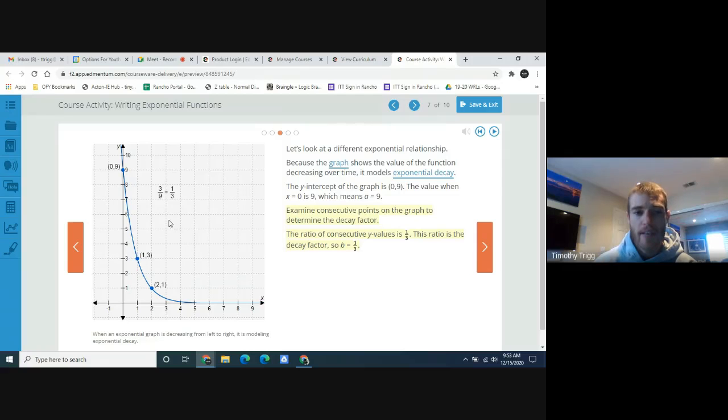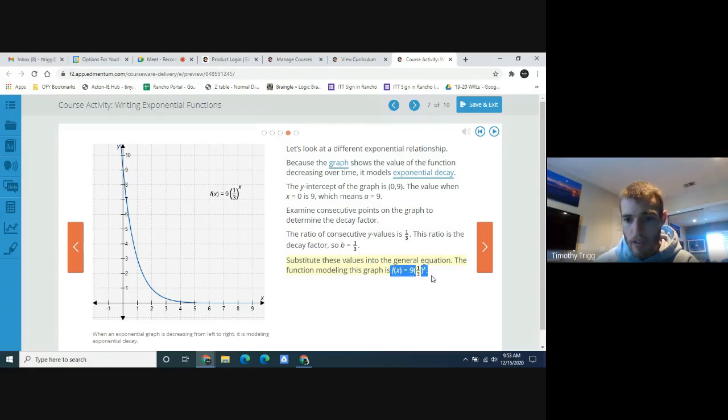The b in this case is 1/3, because notice it went from 9, but on the next step over it's 3, and then on the next step over it's 1. So really you go from 9 to 3 to 1, so you're dividing by 3 each time. 9 divided by 3 gives you 3, 3 divided by 3 gives you 1. So the common ratio in this case is 1/3. Or in other words, that's the b in the function.